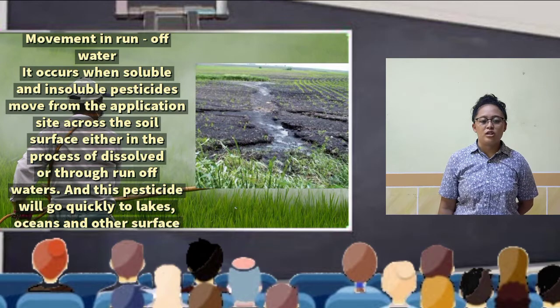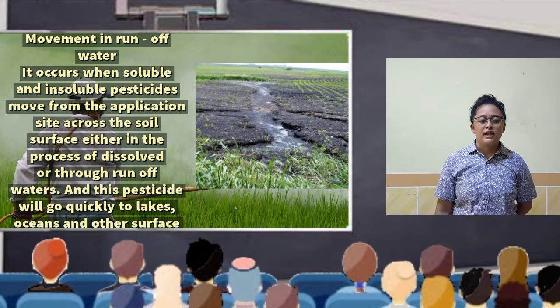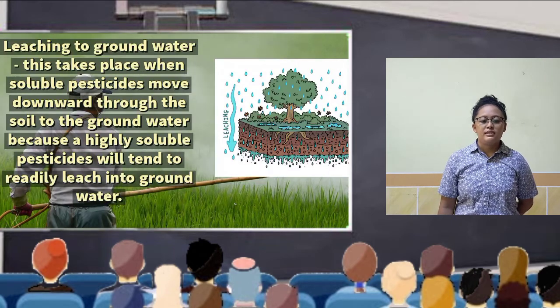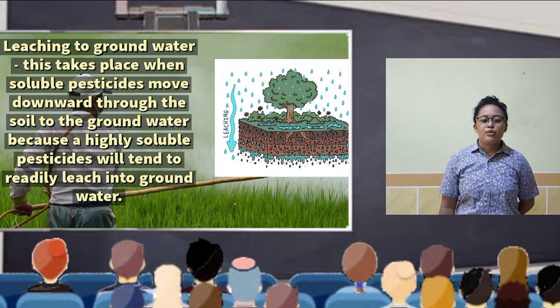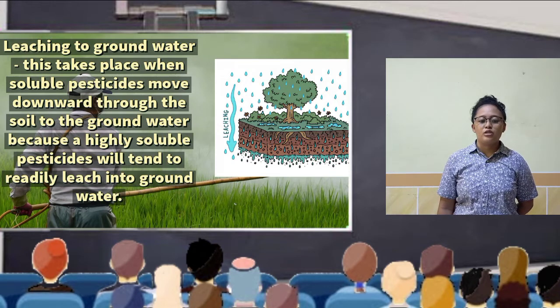Movement in runoff water. It occurs when soluble and insoluble pesticides move from the application site across the soil surface, either dissolved or through runoff waters. And these pesticides will go quickly to lakes, oceans, and other surface waters. Next is leaching to groundwater. This takes place when soluble pesticides move downward through the soil to the groundwater, because highly soluble pesticides will tend to readily leach into the groundwater.